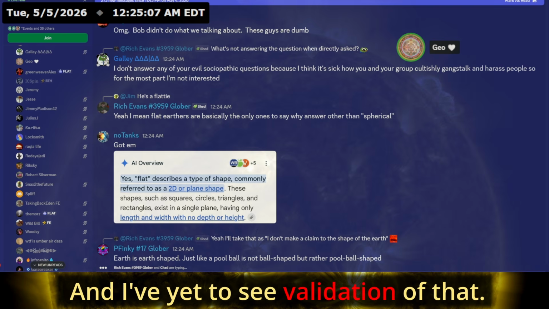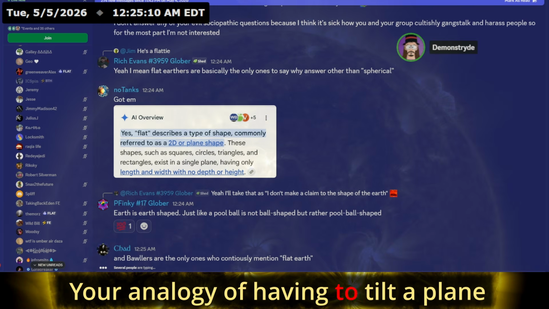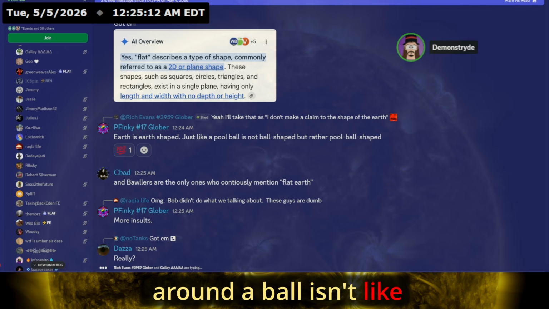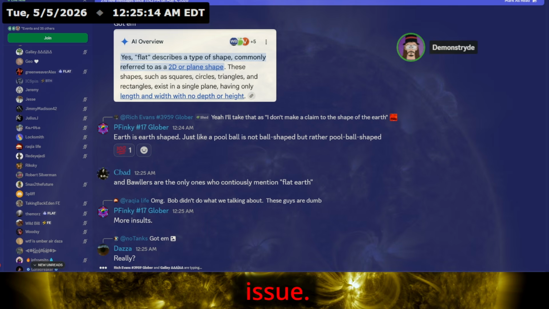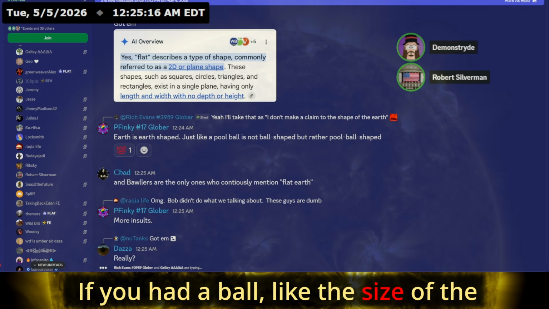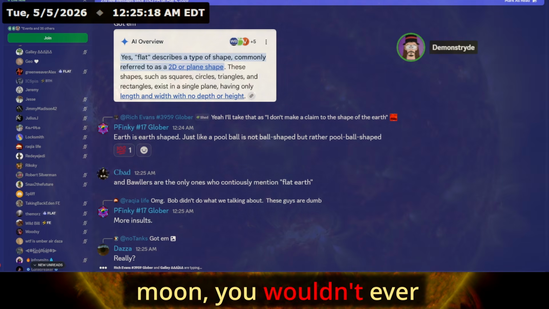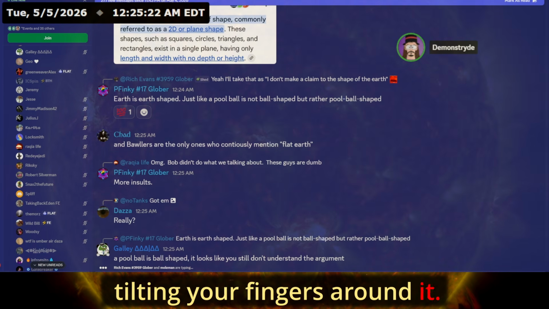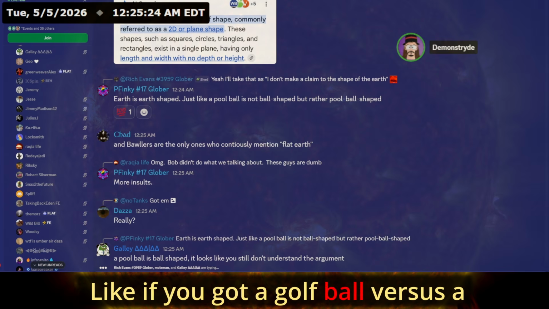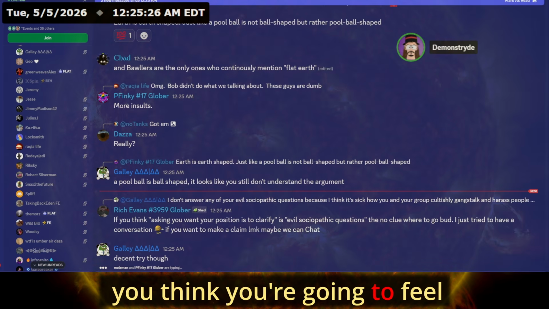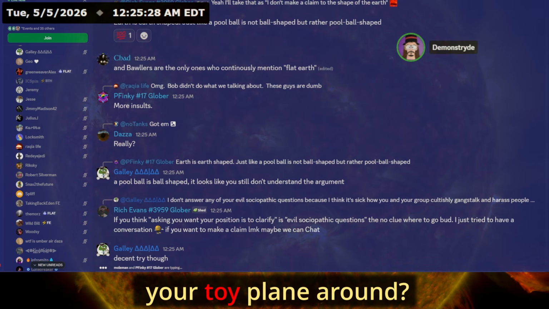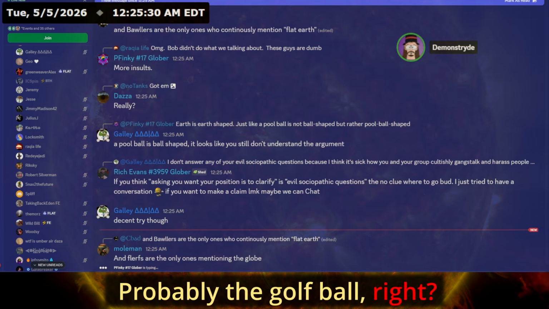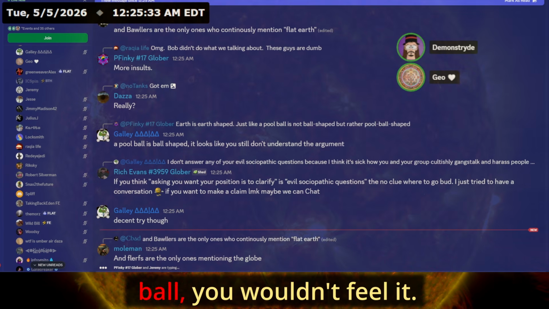And I've yet to see validation of that. Your analogy of having to tilt a plane around a ball isn't accurate because it's a scale issue. If you had a ball the size of the moon, you wouldn't ever tilt your fingers around it, and you wouldn't perceive yourself tilting your fingers around it. If you got a golf ball versus a beach ball, which one do you think you're going to feel more tilt on as you fly your toy plane around? Probably the golf ball, right? So if you get a bigger ball, you wouldn't feel it.